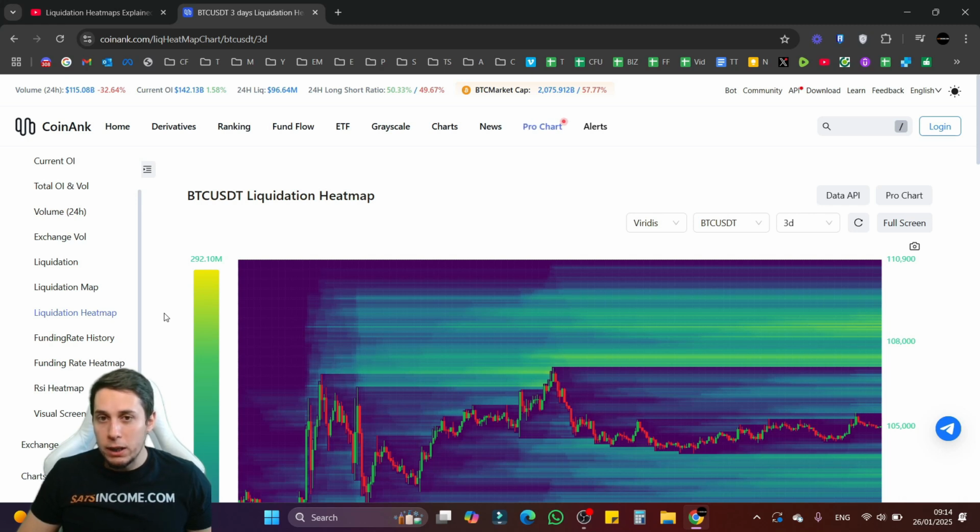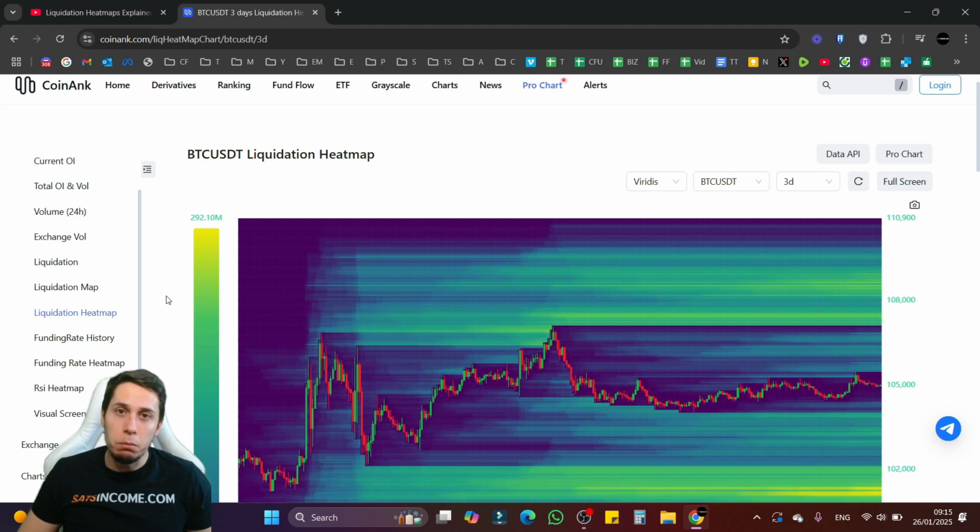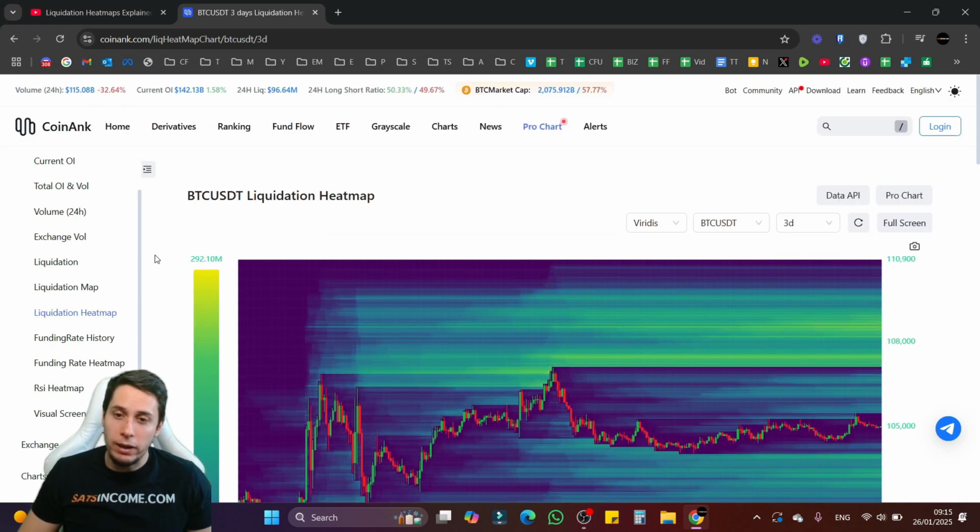The liquidation heat map that I am using is the one by CoinAnk, but there are others by CoinGlass as well as other platforms. So all you have to do is just go to Google and type BTC liquidation heat map. You will find this one, you will find other ones as well.